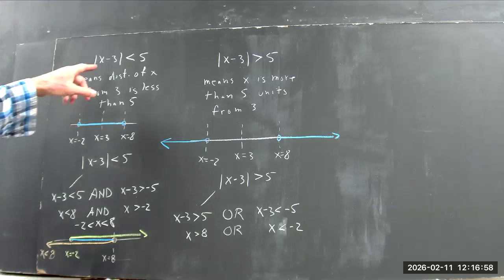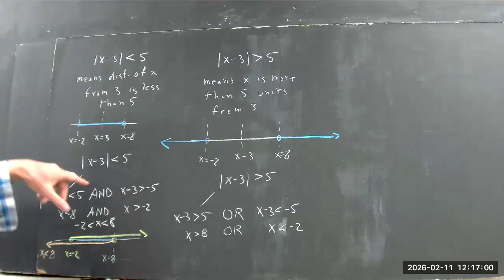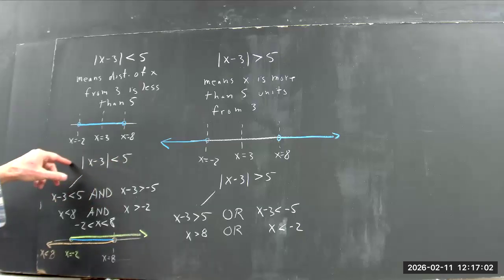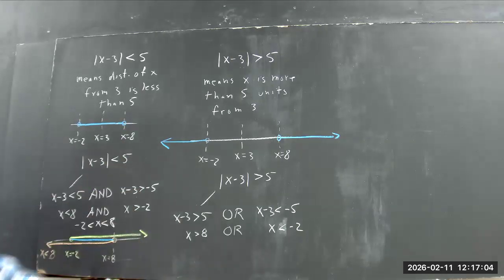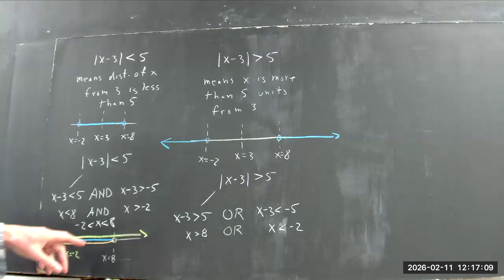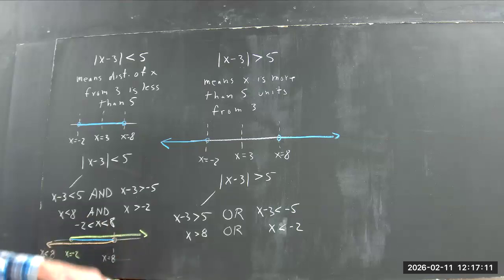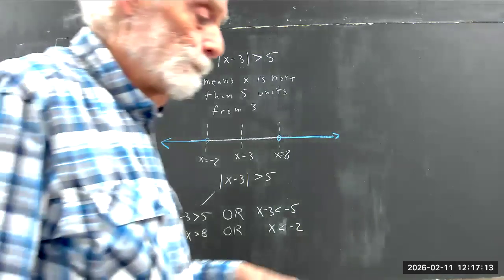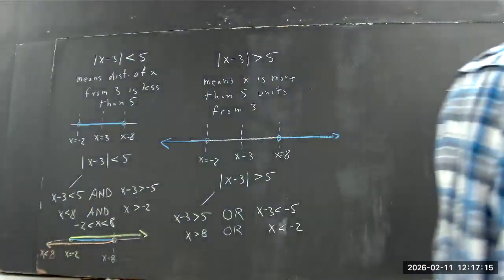You can just say x minus 3 is less than 5 and greater than -5 and do a triple inequality. And you should be able to do that. But you need to understand where the and comes in here. All right. It's best if you understand where the and comes in.